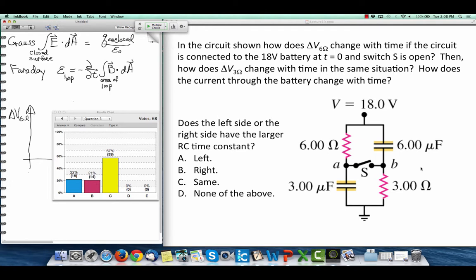It has a capacitor and a resistor both. And I think the book did this so there wouldn't be complications. What did the book do? It took 6 ohms for this one, 3 ohms for this resistor, and then 3 microfarads and 6 microfarads. So R times C is the same on both sides. The time constant is the same for both sides. So the dominant answer was C, and that's the case. The RC time constant, R times C, is the same for the left-hand side as the right-hand side.